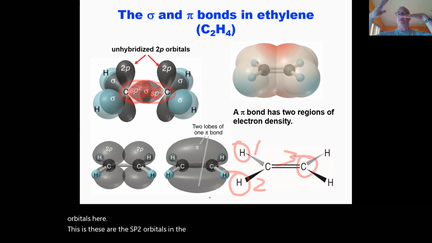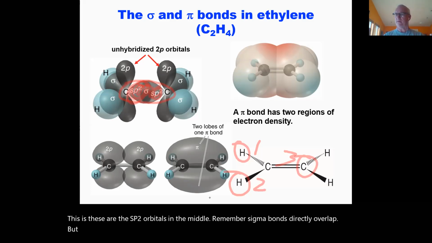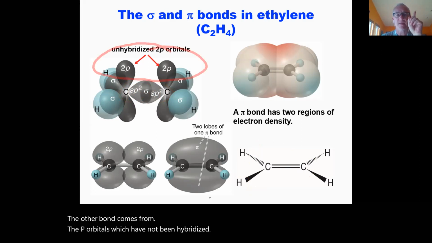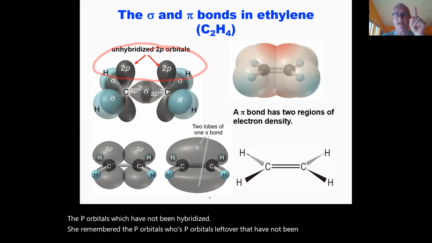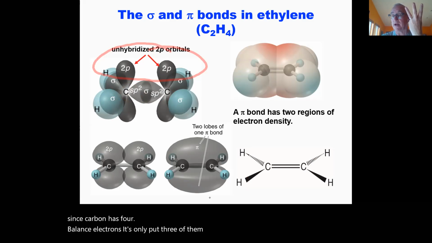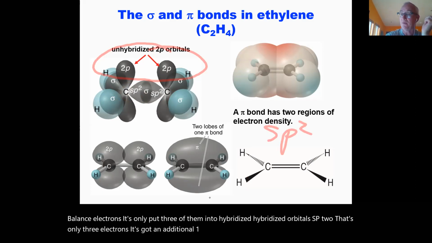Now remember, sigma bonds directly overlap. But where does this other bond come from? Well, the other bond comes from the p orbitals, which have not been hybridized. So you remember the p orbitals, there's p orbitals left over that have not been hybridized. And so since carbon has 4 valence electrons, it's only put 3 of them into hybridized orbitals. sp2, that's only 3 electrons. It's got an additional 1 left over, and that's in a p orbital.